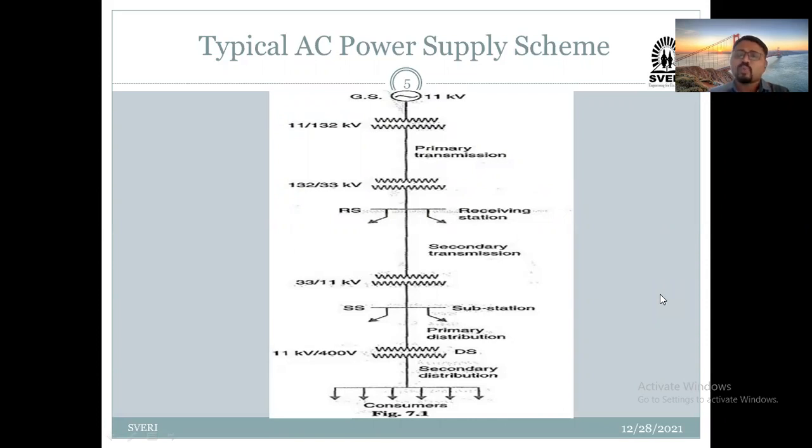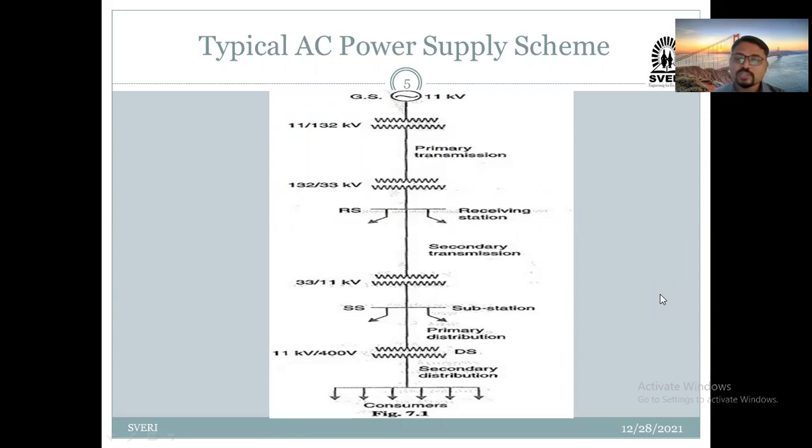Okay, now see what will happen as we have studied the typical AC power supply scheme. We are going to transmit the electricity to the consumer. As far as the transmission of an electrical system is concerned, basically with the help of two different ways we are going to transmit this particular electricity. Which are the two particular systems? These two systems are the overhead system and the underground system.